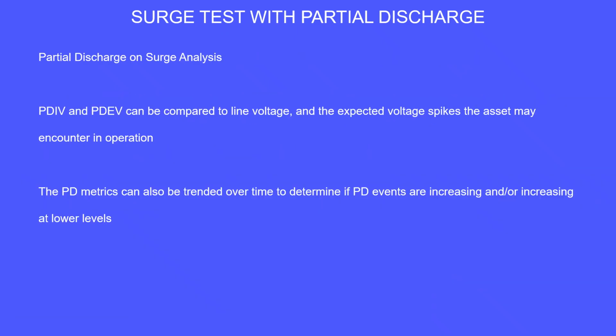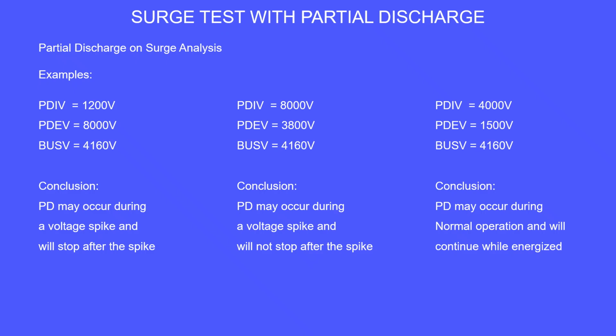PDIV and PDEV can be compared to line voltage, and the expected voltage spikes the asset may encounter in operation. The PD metrics can also be trended over time to determine if PD events are increasing or occurring at lower levels. Here are some examples. Which of these might be an issue with the motor reliability going forward?